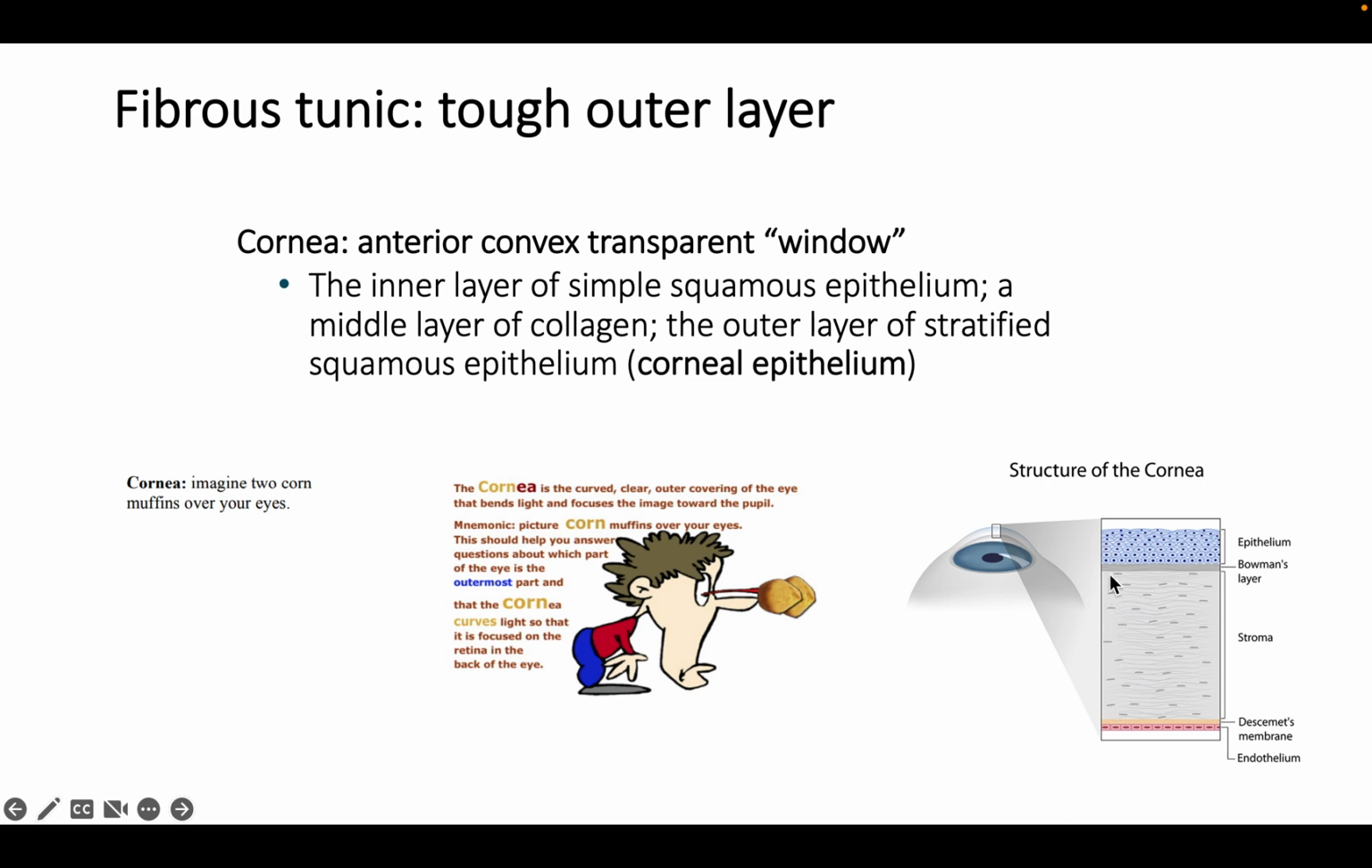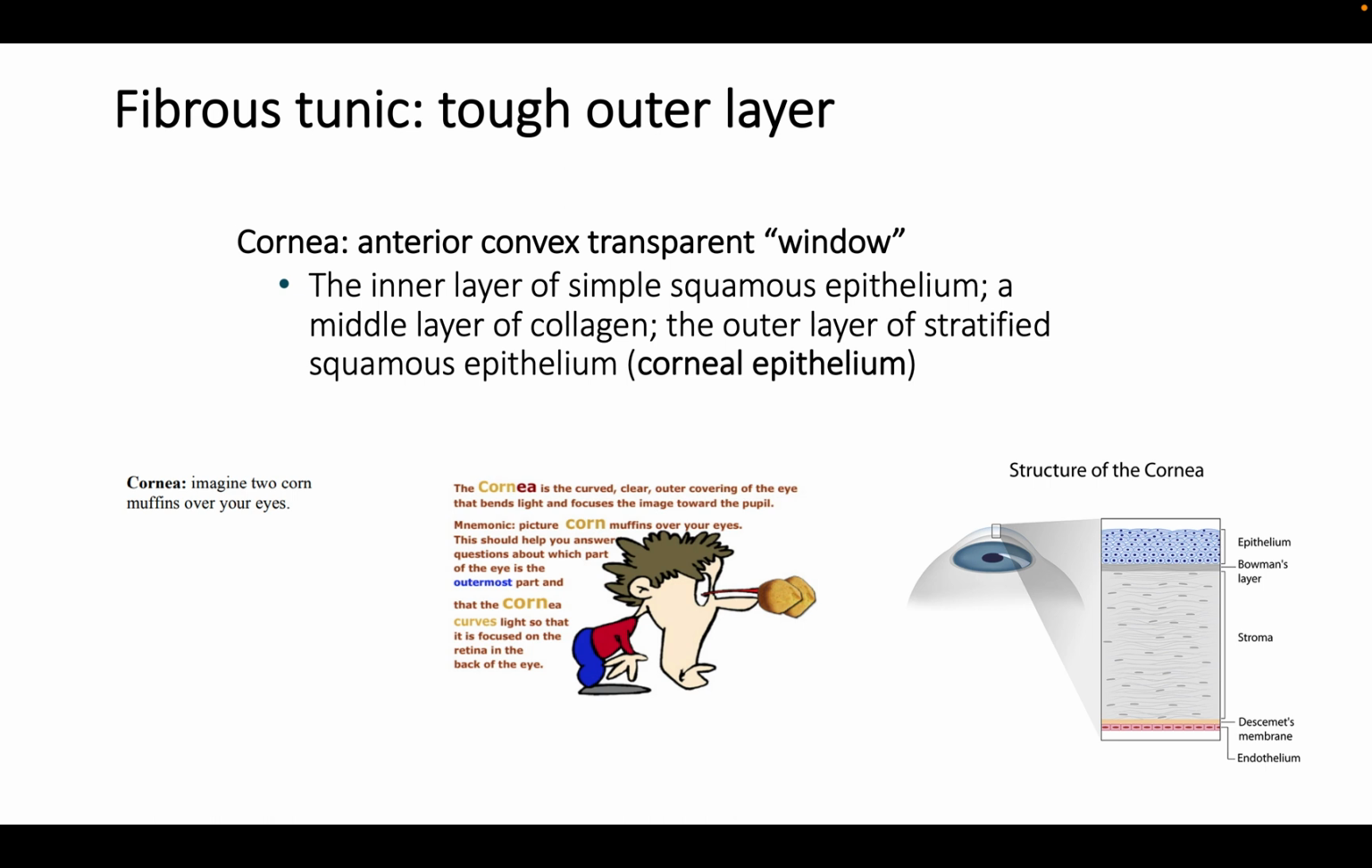Now, one important thing to note about the cornea is that it does not contain any blood vessels. So it is avascular. It receives its nutrients and oxygen through diffusion from the tears. As the tears come across the surface of the eye, the nutrients and oxygen and gases will diffuse into the cells making up the cornea. But the cornea itself does not contain any blood vessels. So think about it. Why would that be a beneficial thing?